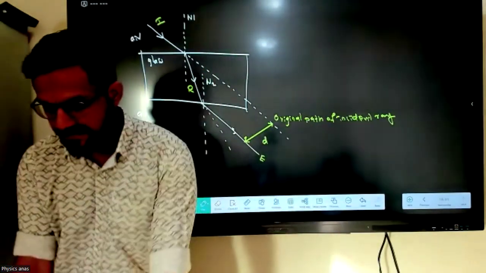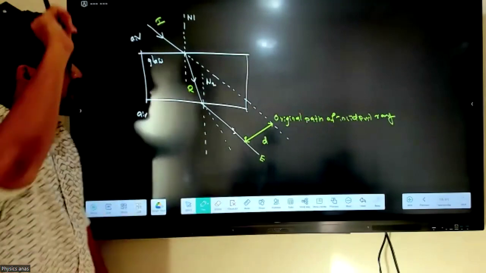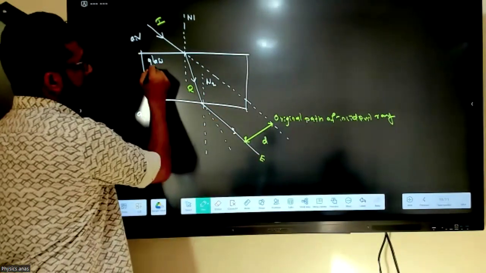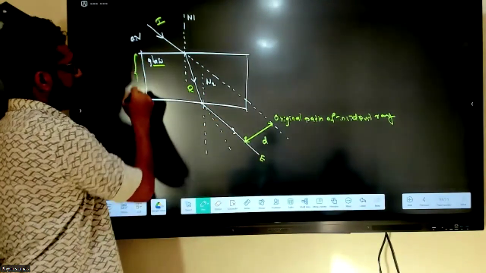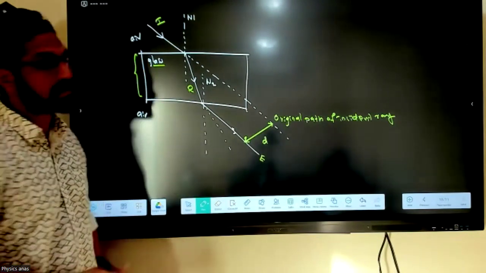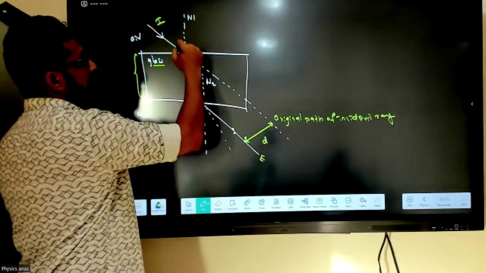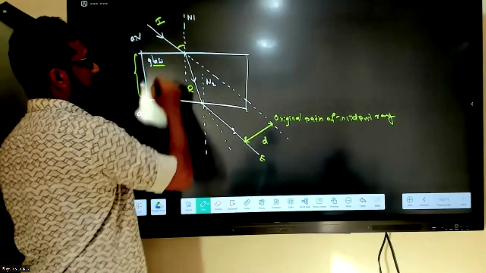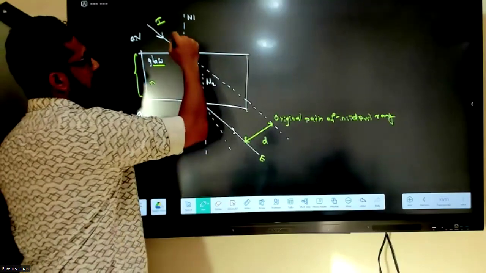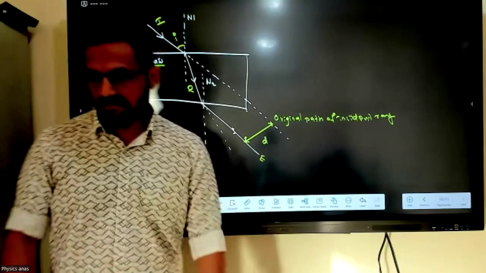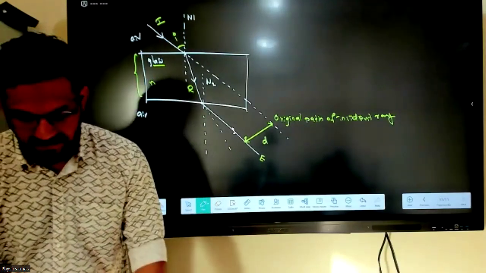That perpendicular distance is called what? Lateral displacement, and it depends upon the thickness of the glass, the refractive index of the glass slab, and the angle of incidence.